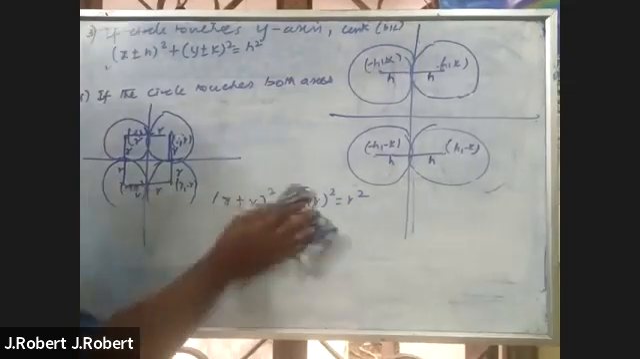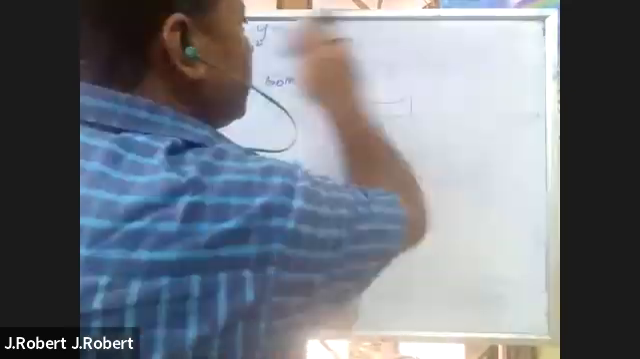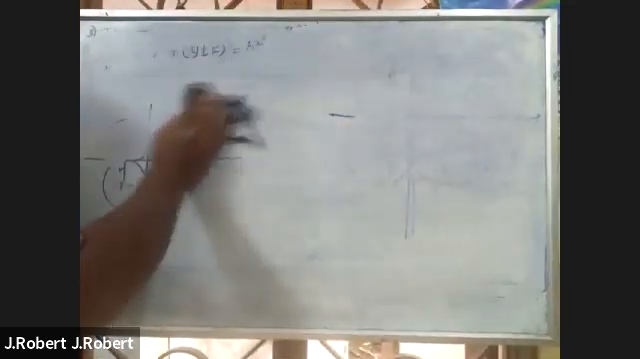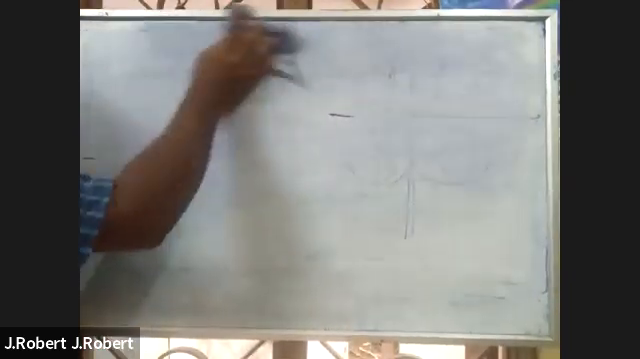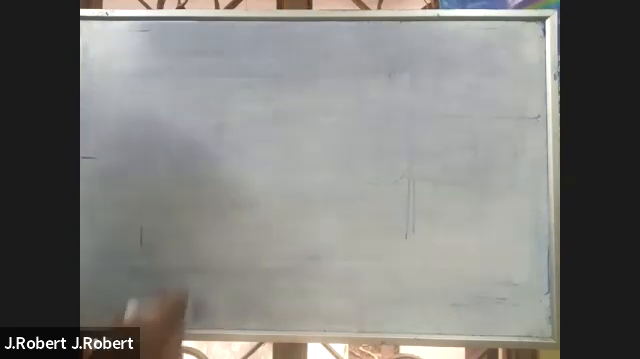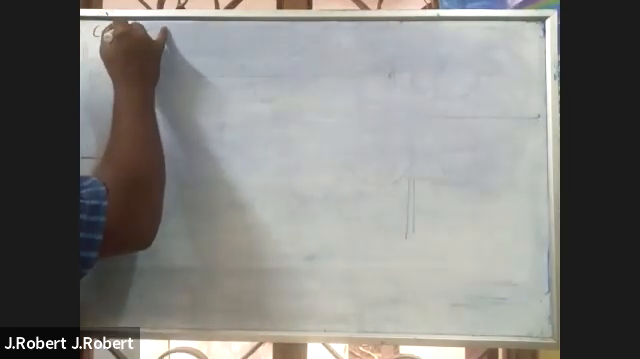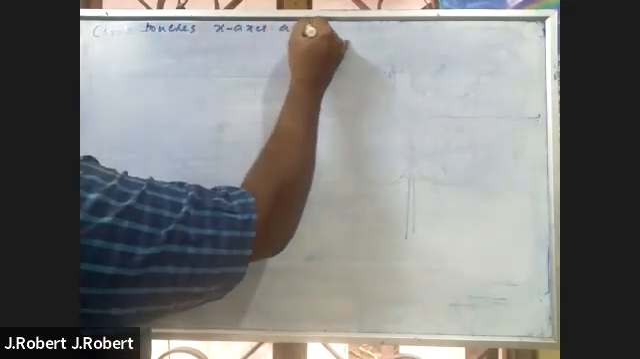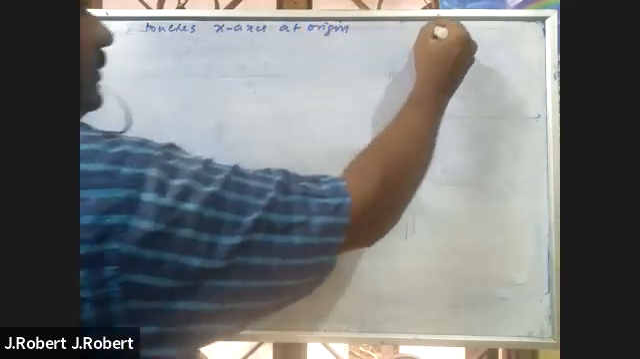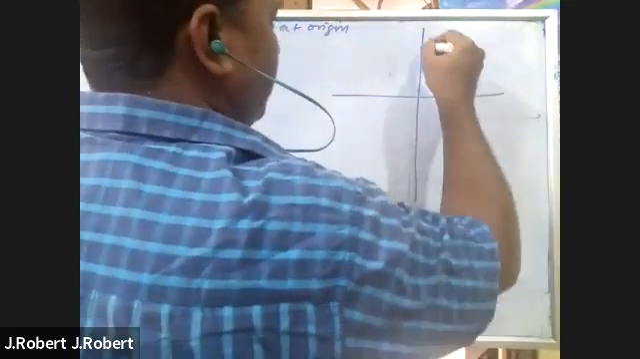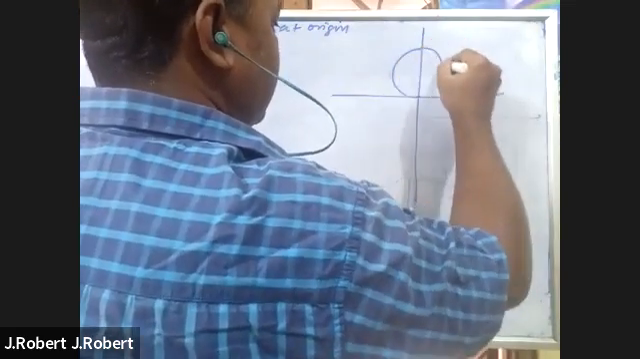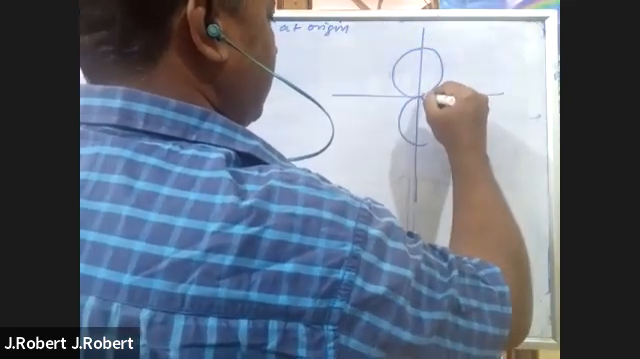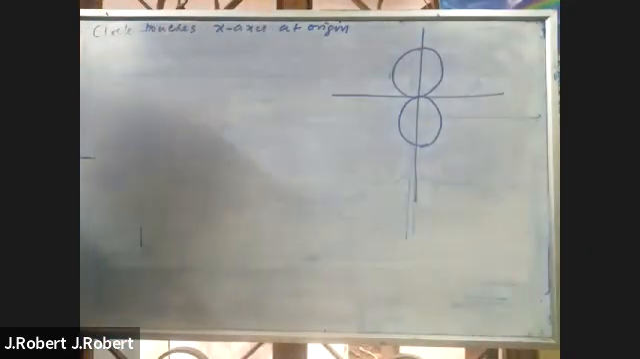Next one. Fifth case, if the circle touches x-axis at origin, see, x-axis at origin, appo we can write this. Okay, this is called origin.